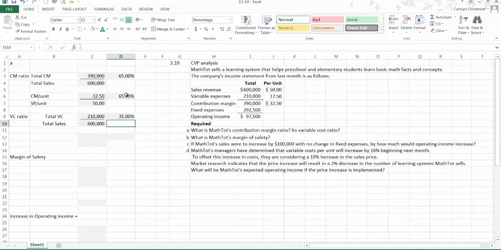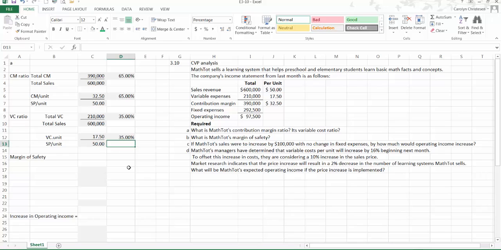Okay, remember, contribution margin ratio plus variable cost ratio add to 100%. All right, so we might add a third alternative here, which would simply be take 100%, subtract your contribution margin ratio, and you get your variable expense ratio. Okay, but let's do it this way again. Take our variable cost per unit and divide by selling price per unit. Variable cost per unit is $17.50. Selling price per unit $50. And again, we're going to get 35%. Okay, so that's the answer to part A.